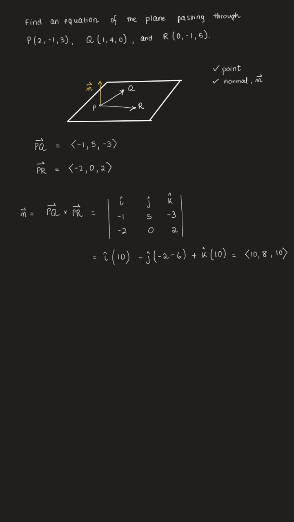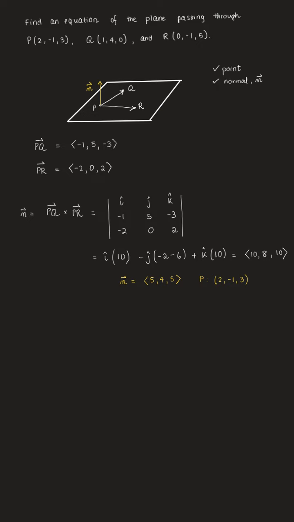All right. So we can take any scalar multiple of this vector because that will also be normal, since all parallel vectors are scalar multiples of each other. So I'm going to simplify that a little bit and divide everything by 2. So our normal vector will be 5, 4, and 5. And we can use any of the points. I'm going to use point P as our point on the plane, and its coordinates are 2, -1, and 3.